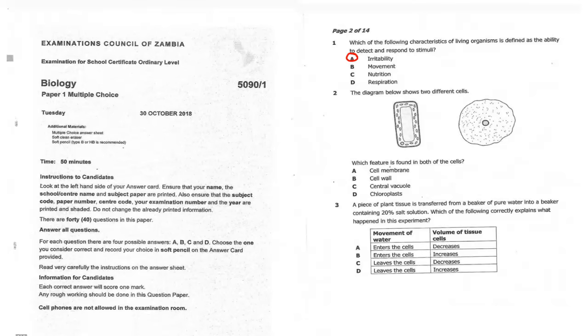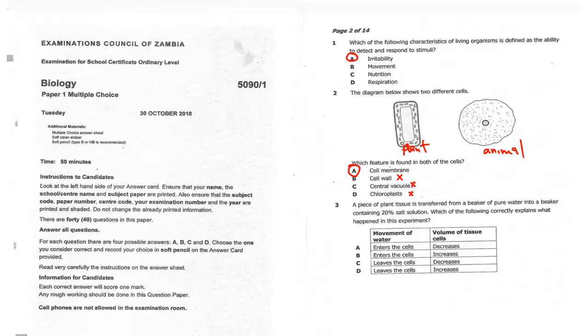The diagram below shows the two different cells, which feature is found in both the cells? Which feature? So, no doubt, the cell membrane. We do not have the cell wall in the animal cell. So this is the plant cell. This is the animal cell. So for the sake of preparation of paper 2, make sure that you know these and their differences. Then the central vacuole, no. The chloroplast, no. So the answer is A.